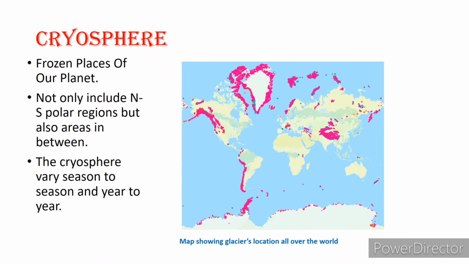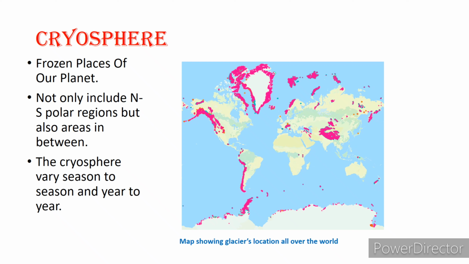So, what is the cryosphere? The cryosphere is that part of the earth where water exists in solid form. So where there is snow or ice, that part is of the cryosphere. The cryosphere not only includes the North Arctic and South Antarctic regions, but also places between them. Like we can see in this picture, pink color showing glaciers over all continents except Australia.